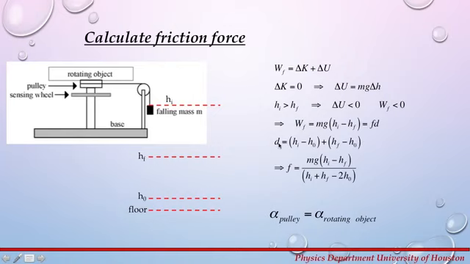So then, plugging the value for the displacement back into this equation, we get the equation for the friction force, and the friction force is given by this term. It is the mass of the falling mass times g times h initial minus h final divided by the total distance. In our case, that is going to be h initial plus h final minus 2h0.